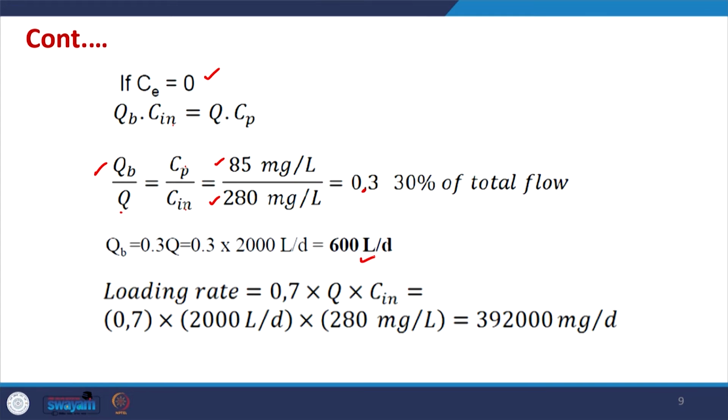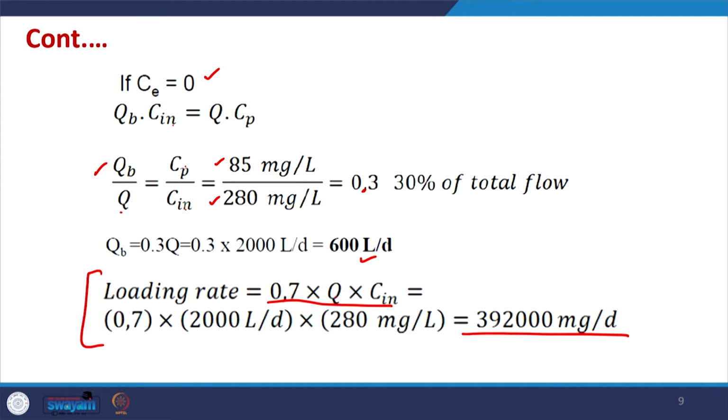That means around 600 liter per day should be the bypass stream. And the loading rate on the column will be given by this equation. Because only 70% is going through the column, it is 70% of the flow rate into C in. So, this is the loading on the bed.